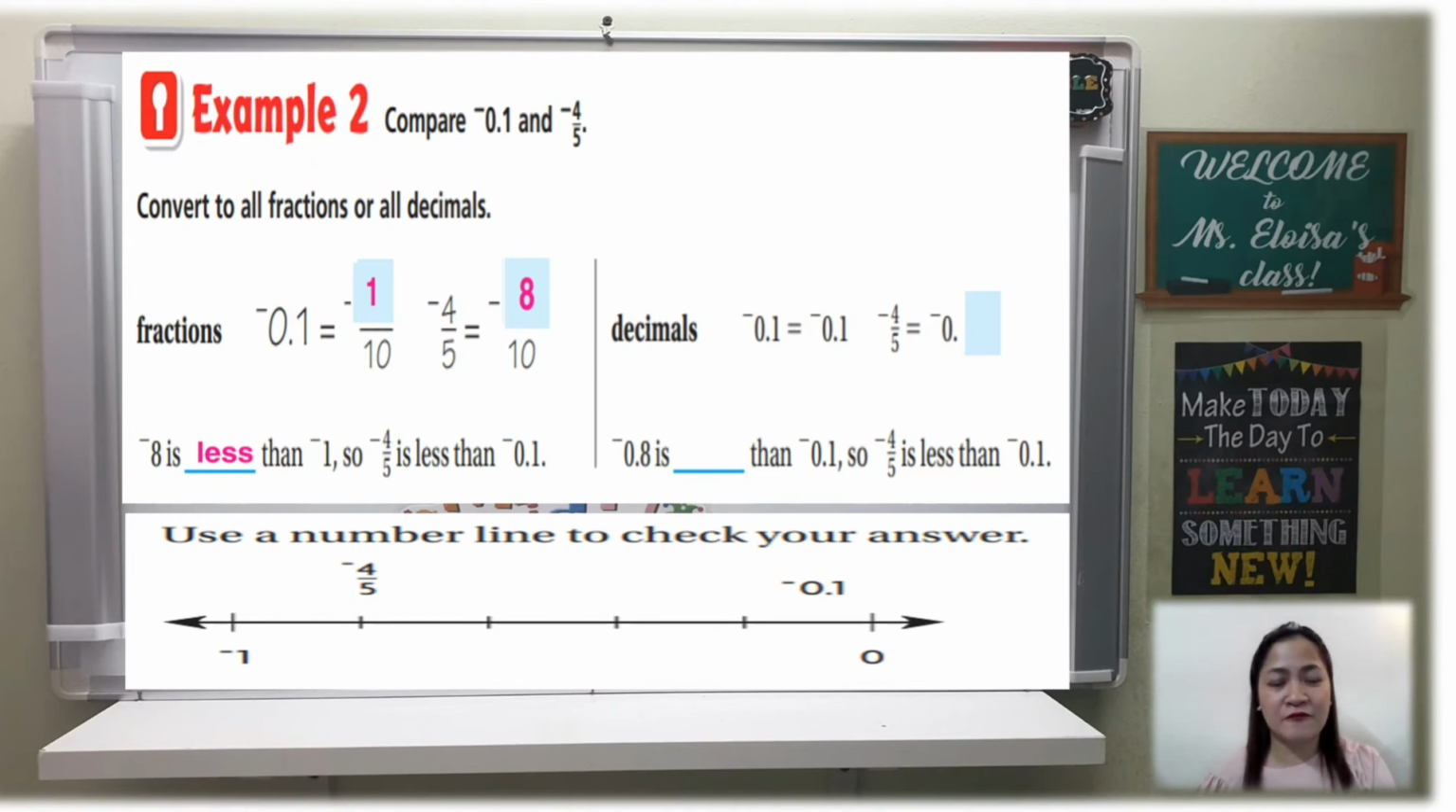Or we can convert to all decimals. So negative 0.1 will remain the same, and negative 4/5 will be negative 0.8. Negative 0.8 is less than negative 0.1. So, negative 4/5 is less than negative 0.1. Then use a number line to check.